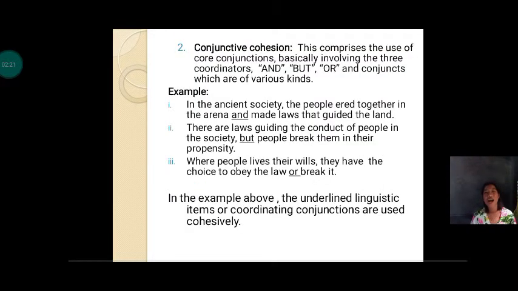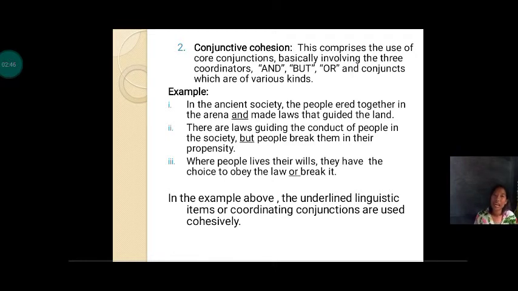Number 2, conjunctive cohesion. When we say conjunctive cohesion, this comprises the use of core conjunctions, basically involving the three coordinators: and, or, but, and conjuncts which are of various kinds. So the examples of this are as follows.